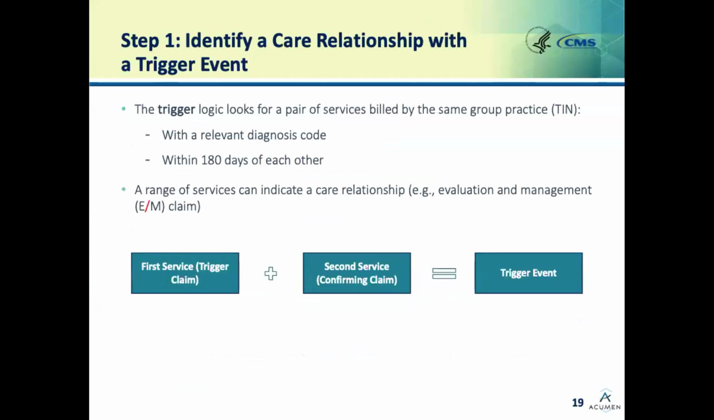Next slide, please. So first, we identify the patient cohort by looking for a combination of services and diagnoses that indicate the start of a clinician-patient relationship focused on a particular type of care.